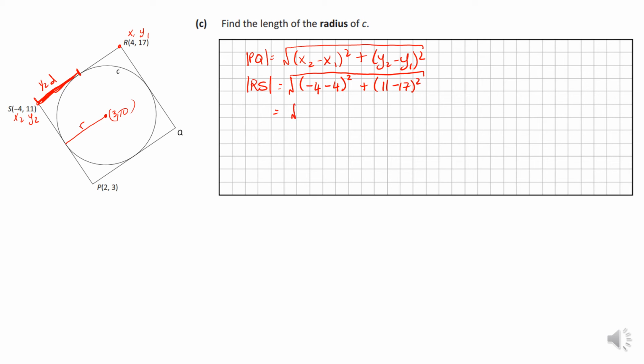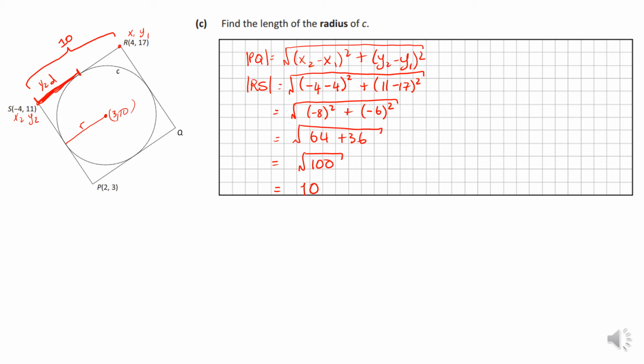Okay, so we get (-8)² + (-6)². Putting them in brackets because you must do -8 times -8, and then we'll get positives. So 64 plus 36. And when you add those two numbers you get 100, so the square root of 100 is of course 10. So the distance from S to R is 10.